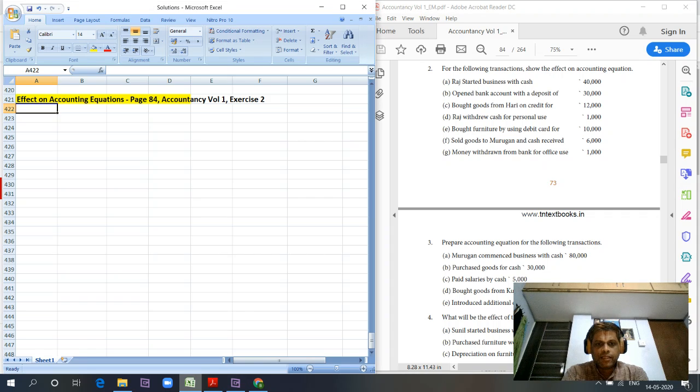Let's get into the next sum. We are going to deal with the effect of accounting equations. Show the effect of accounting equations. Page number 84, Accountancy Volume 1, and I'm in exercise 2.